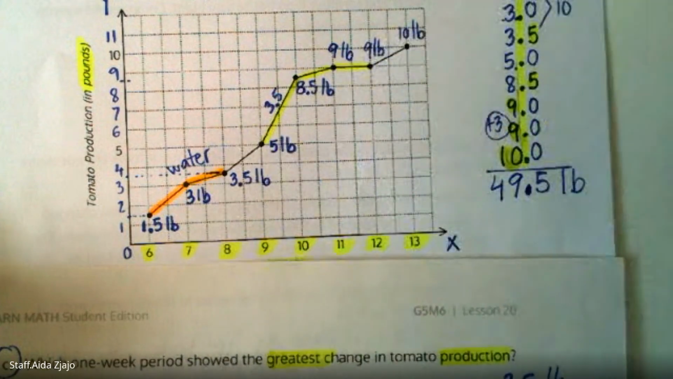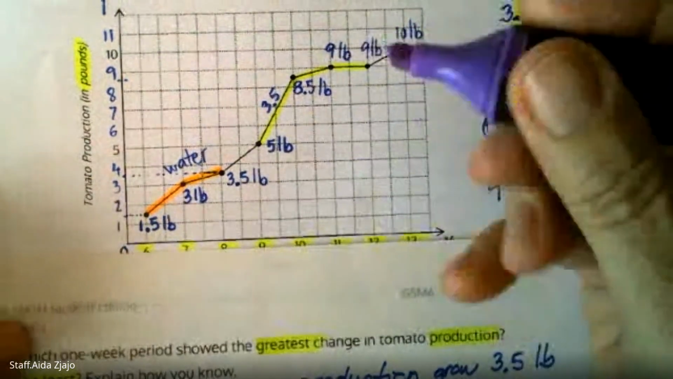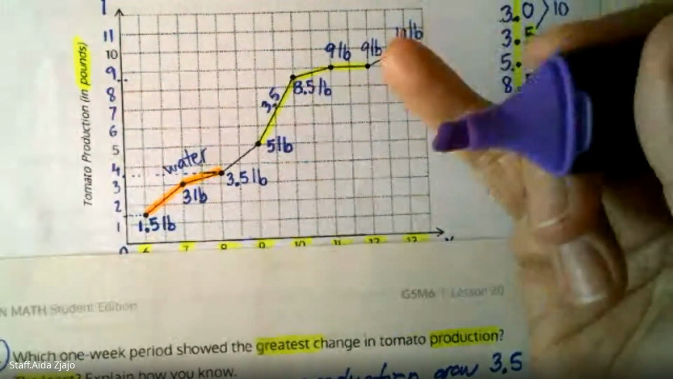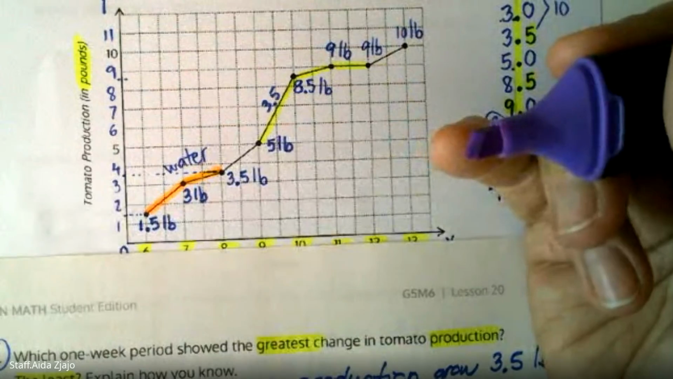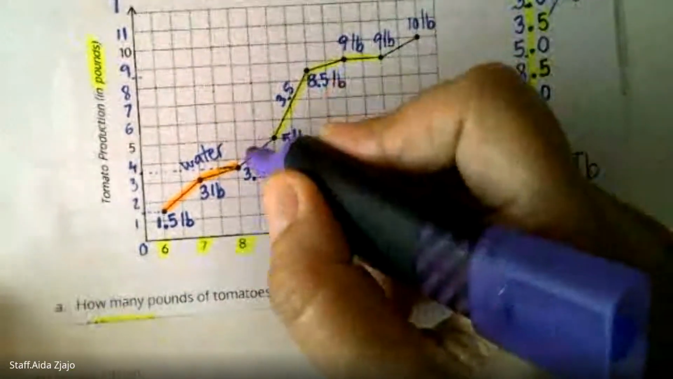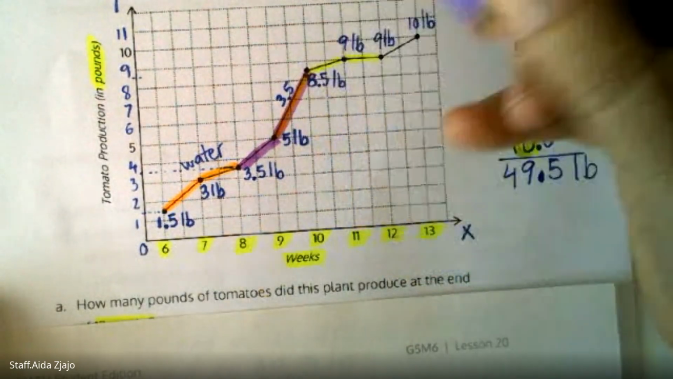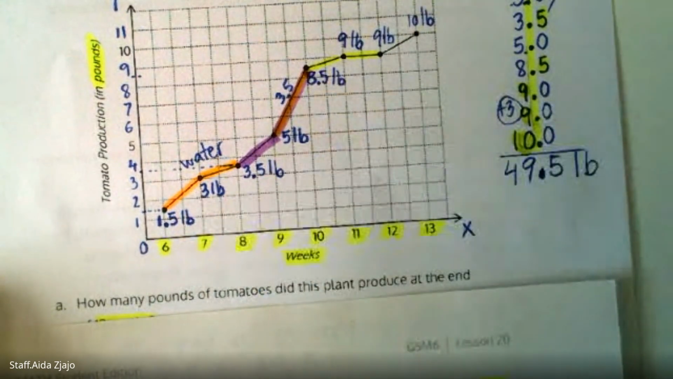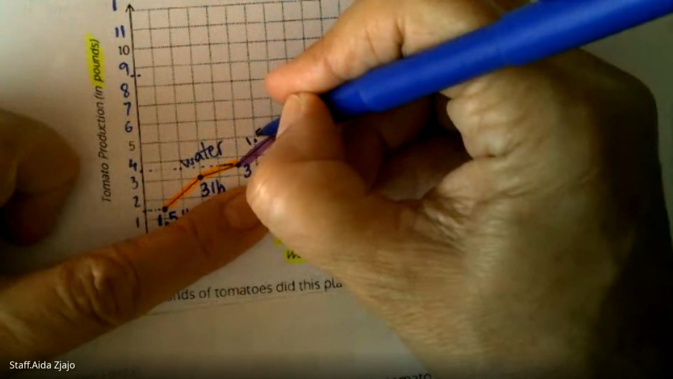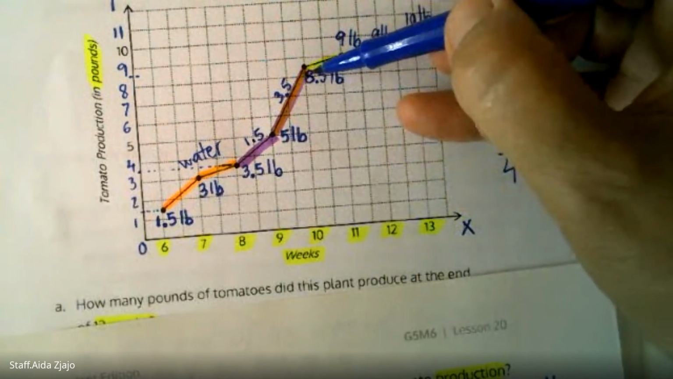Then if we take the purple to do fertilizer A, so fertilizer A and water was weeks 8 to 10. So it was from 8 to 9 and 10. So here is the growth. We can see that this was from 3.5 to 8.5, so it's 5 pounds of growth.